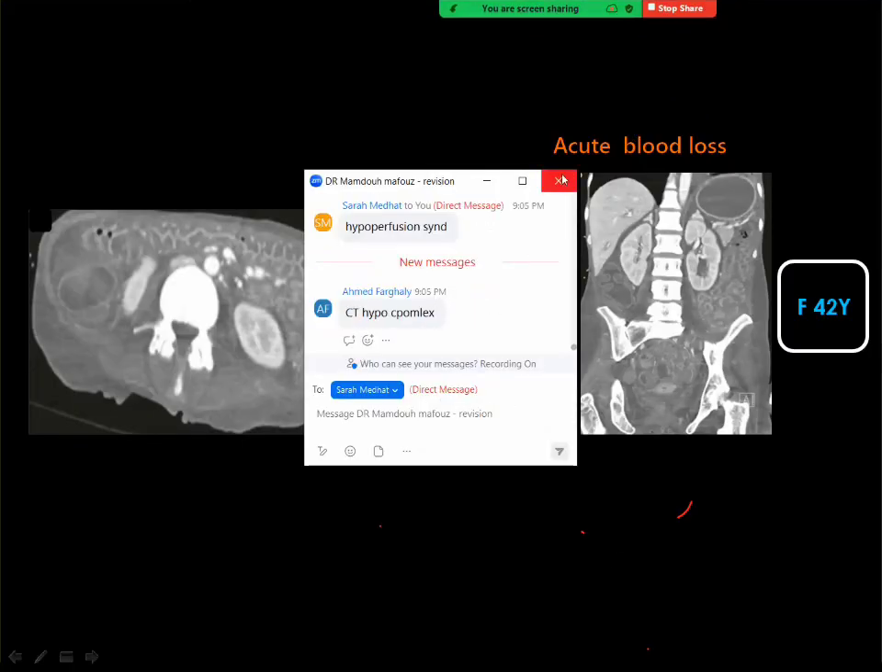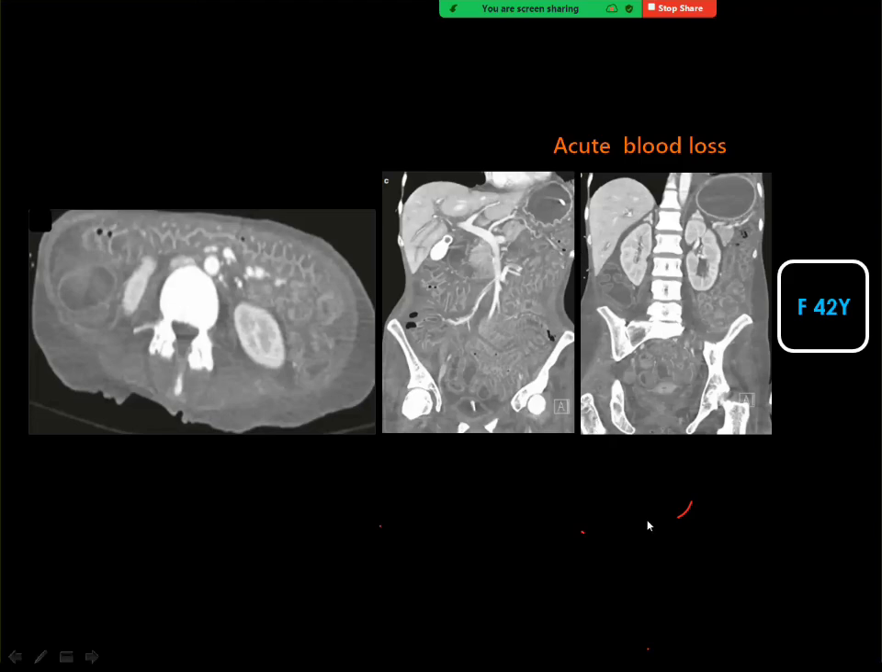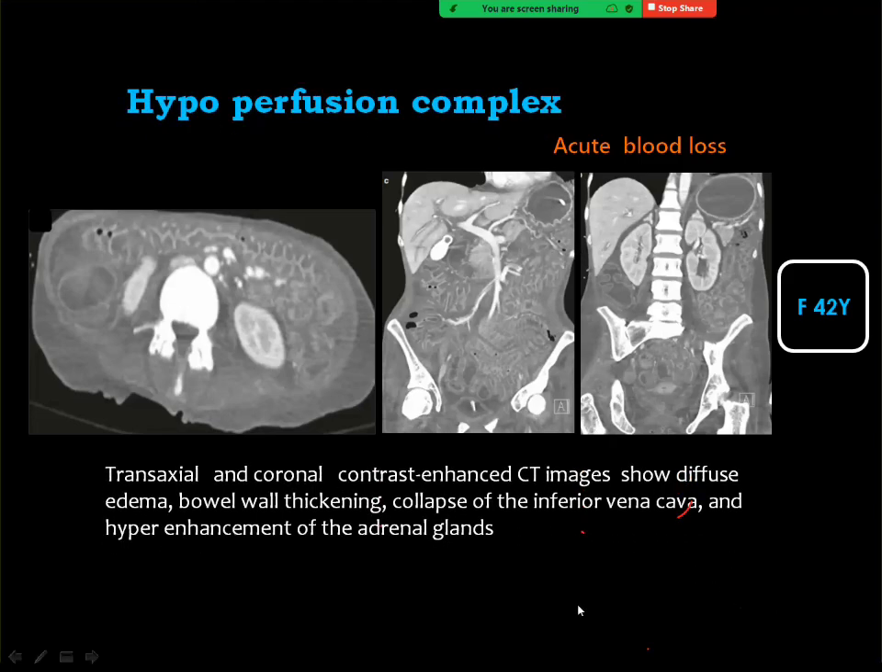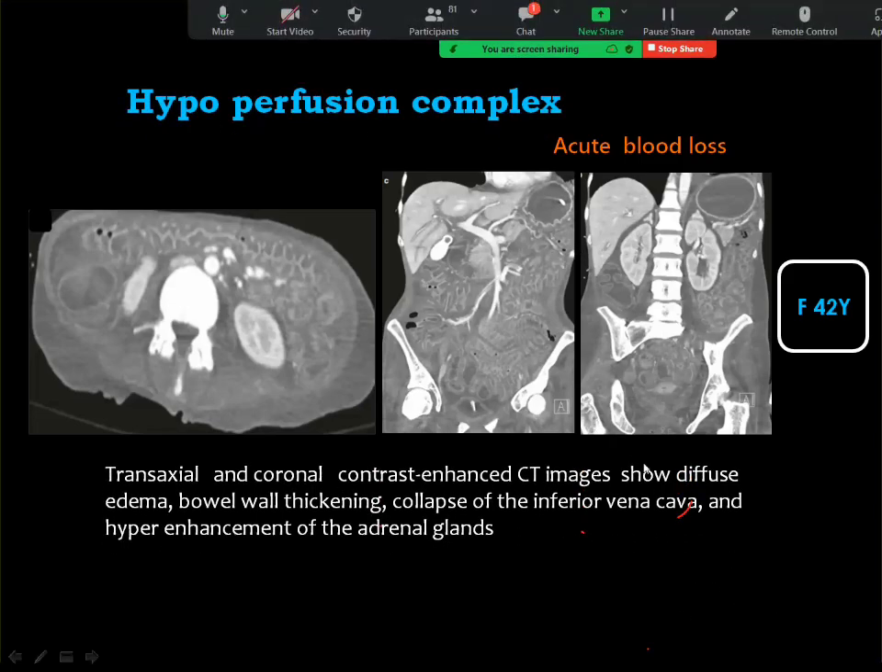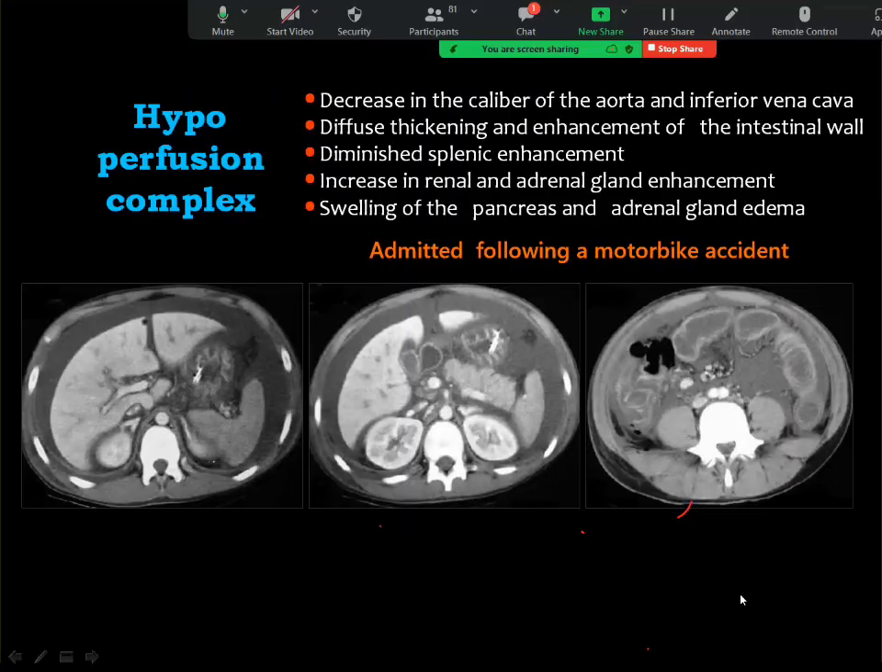Yes, very good. This is hypoperfusion syndrome. And this hypoperfusion syndrome has many criteria. Number one is decrease in the caliber of the aorta and the IVC, diffuse thickening and enhancement of the intestinal wall, diminished splenic enhancement compared to that of the liver, increase in the renal and adrenal gland enhancement, and the swelling of the pancreas and adrenal glands as well.